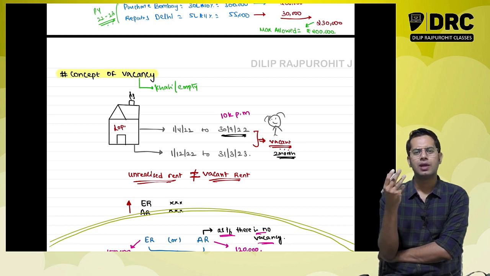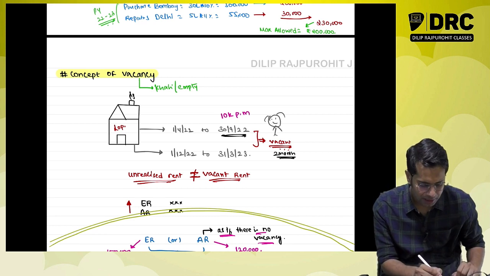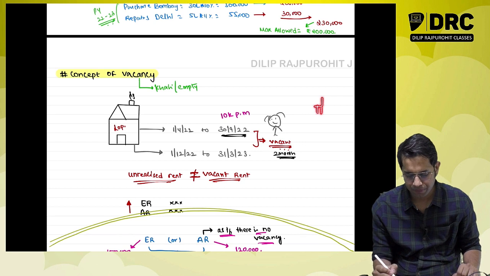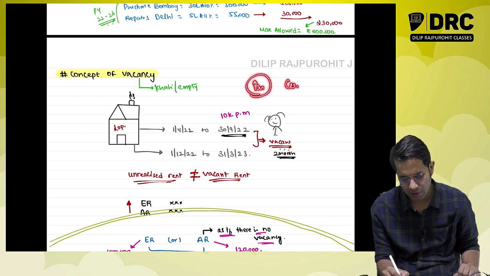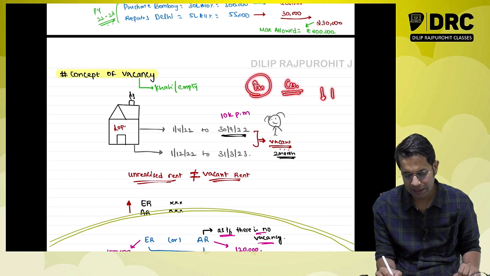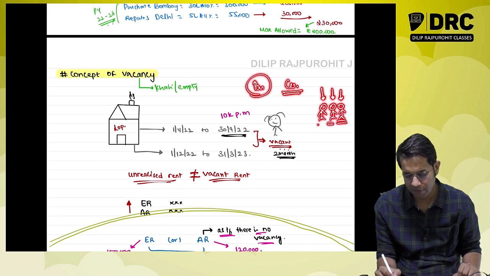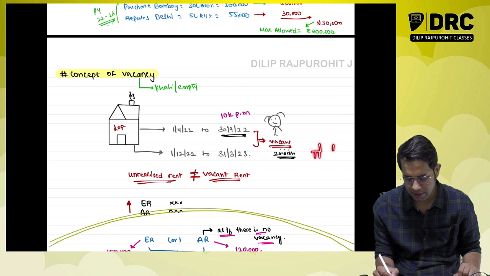Vacancy means emptiness. For example, if you are working for some company, if there is a position which is vacant, meaning there is a person who has left the job, say for example there are totally 4 employees in a company.